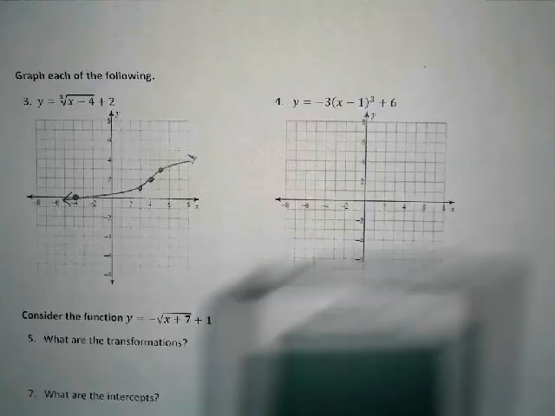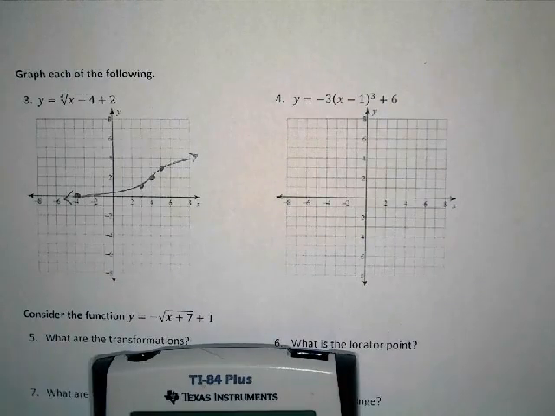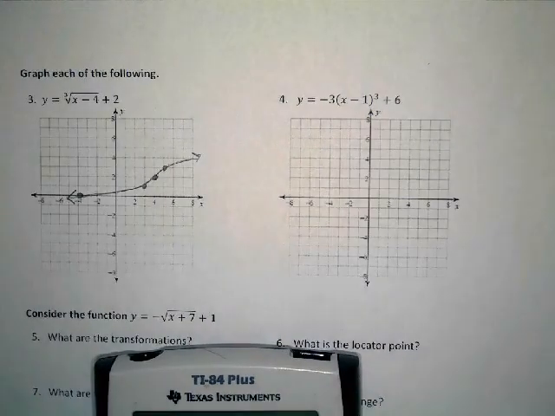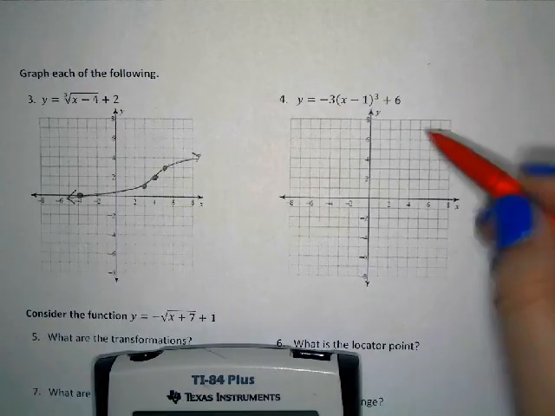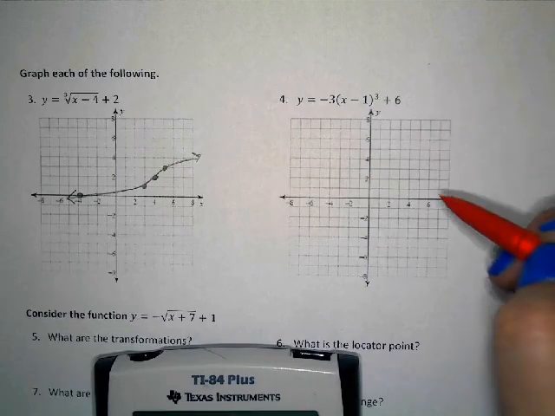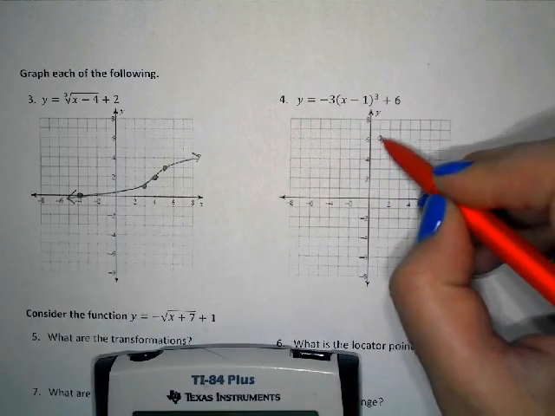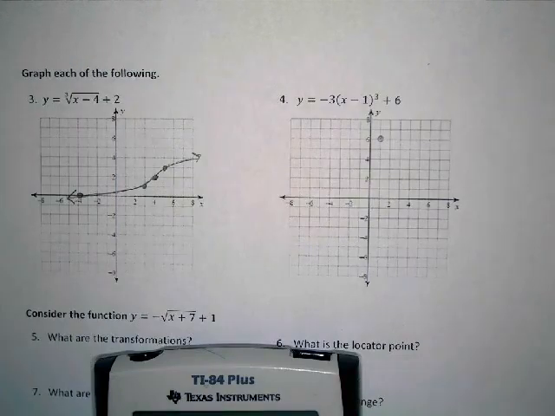Okay. And then the next one, negative 3, x minus 1 to the third. And then a plus 6 on the end. There we go. Okay, so what's the locator point for this one? So over 1 up 6. Okay, and so I'm going to look for that on the table. There it is, over 1 up 6.